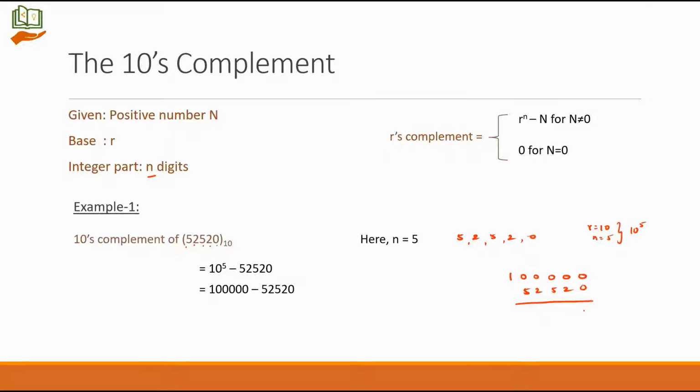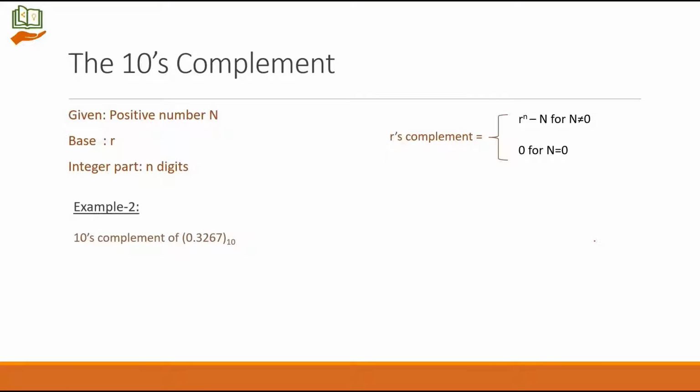Just subtract it. 0 minus 0 is 0. Then we have 10 minus 2 is 8. Since we borrowed 10, this becomes 9. 9 minus 5 is 4. Then again we have 9. 9 minus 2 is 7. Then we have 9, we have 4, and this is 0. 47,480 will be the answer. So the tens complement is obtained by subtracting the particular number from the base to the power of the number of digits.